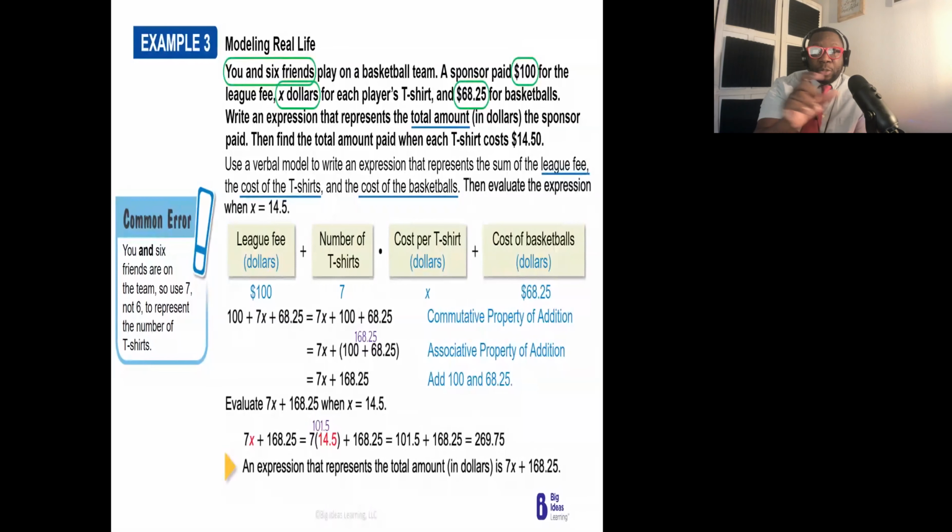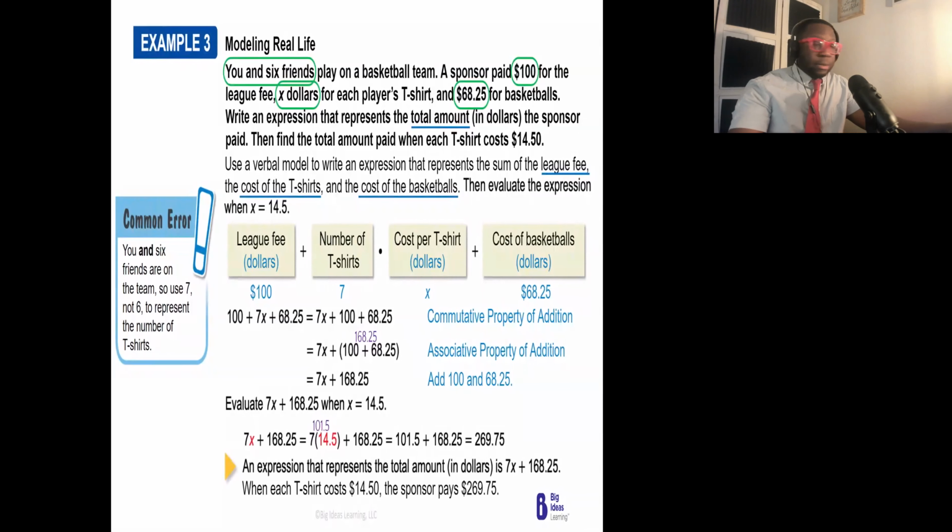Remember, because of the commutative property, if you didn't write this in the exact same order, that's okay, because we can change things around. The commutative property says that when it comes to addition, that's not going to change the sum. All right? Excellent. So now let's get to our classwork.